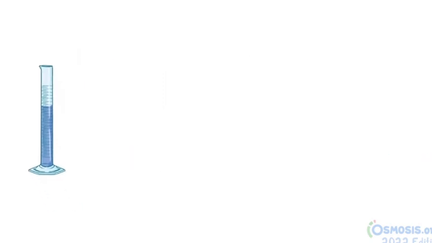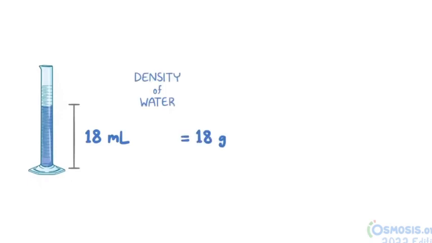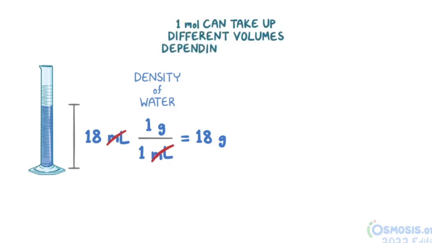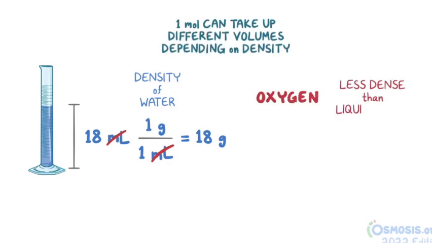If you filled a graduated cylinder with 18 milliliters of water, you would have roughly 18 grams of water, because the density of water is 1.0 gram per milliliter. So 1 mole of water molecules can fit in a small graduated cylinder. 1 mole of other substances can take up substantially different volumes depending on their density. For example, oxygen gas is less dense than liquid water, so 1 mole of oxygen gas will take up more space than 1 mole of water molecules and can even fill a balloon.